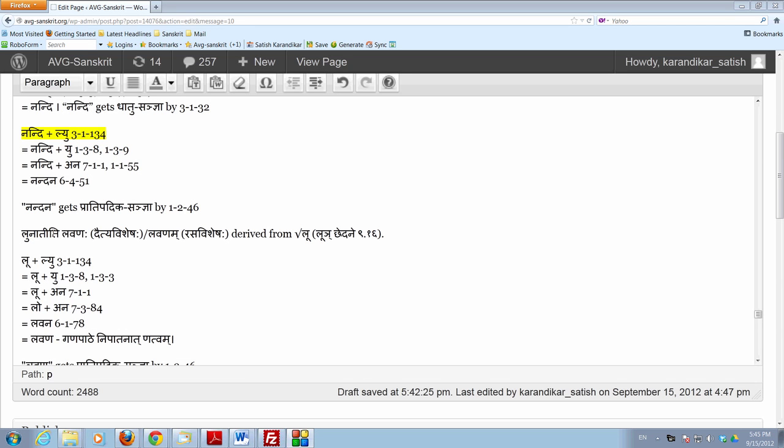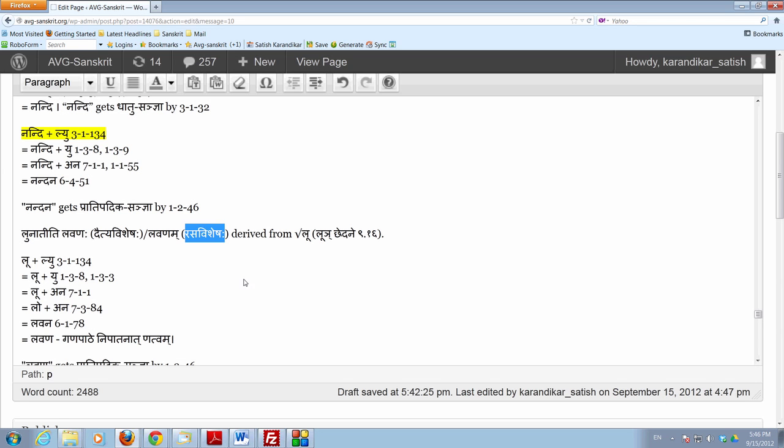So lunatiti lavanaha. This is a character which comes in the Ramayanam. Daitya vishesha, a particular daitya, a particular demon of that name, Lavanaha. He was killed by Shatrughna in the Ramayanam. Atha lavanam, which is salt. Rasa vishesha. It means salt. Now, why is salt called lavanam? Because salt bites through your wounds. It cuts through. It's called lunatiti lavanam. So that is what is called lavanam.